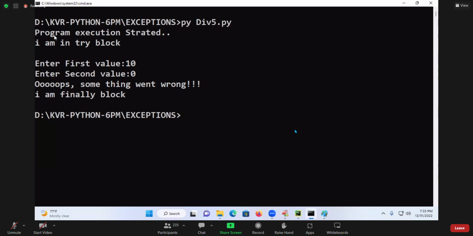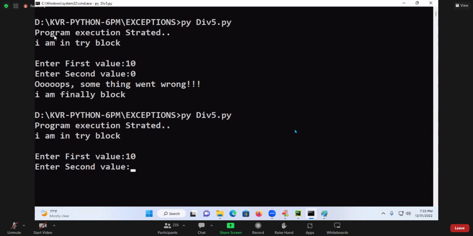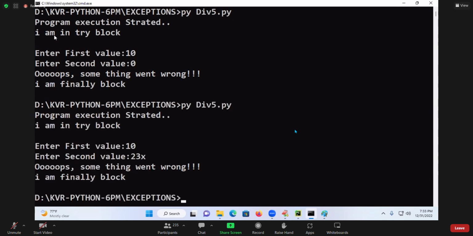Let me save this code and understand, my dear students. Let us run py div5.py, enter the value 10 and 0. You also put it in your practical life and then say: when I say 10 and 0, what is the answer coming? "Oops, something went wrong." In an interview they will compulsorily ask, what is this "Oops, something went wrong?"